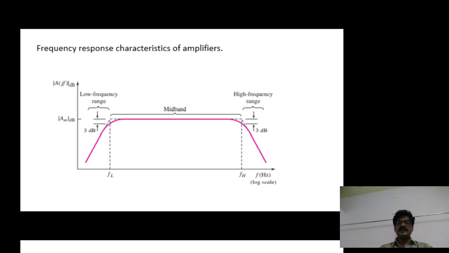That is the reason why the gain fall occurs at low frequency range, and gain fall occurs at the higher frequency range. And from this characteristic curve you can calculate the bandwidth.